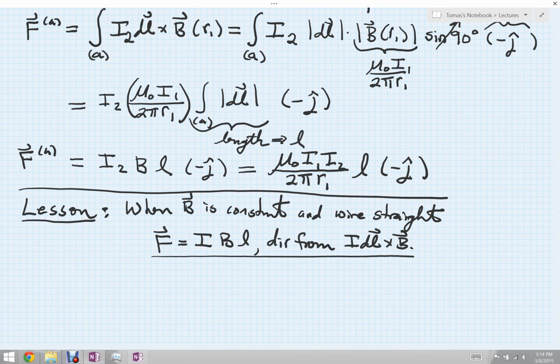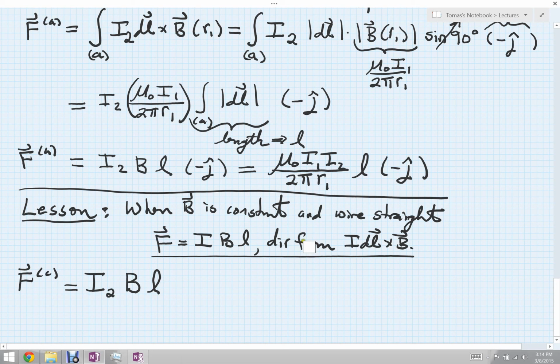So let's just take care of that then. That was side C, that upper side. And the answer then is going to be just the current flowing through my wire, I2, times the magnetic field, B, at the location of my wire, times the length of the wire, which actually happens to be L. And now, according to my rule, I better do a cross product to get my direction.